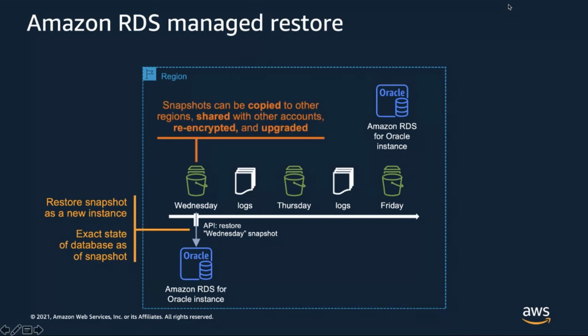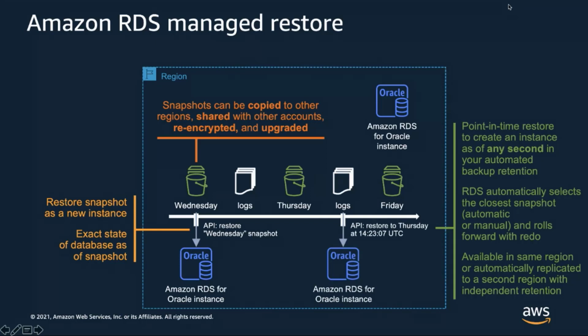Snapshots can also be copied to other regions, shared with other accounts, re-encrypted, and even upgraded. With a snapshot upgrade, generally used when the version of Oracle database covered by that snapshot has been deprecated, specify the new version you want to upgrade to, and RDS will automatically restore that snapshot into a sandbox area, upgrade the version of Oracle database, take a fresh snapshot, and replace the old snapshot.